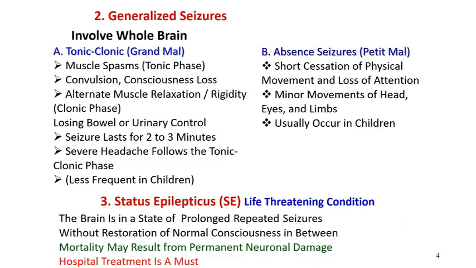The third type, which is a life-threatening condition that is involving the whole brain, is the status epilepticus. It is a life-threatening condition, as I told you. It is prolonged, repeated seizures, I mean. Maybe the patient is not restoring normal consciousness between two epileptic seizures. Patient should be hospitalized, and treatment should be controlled and monitored inside the hospital.